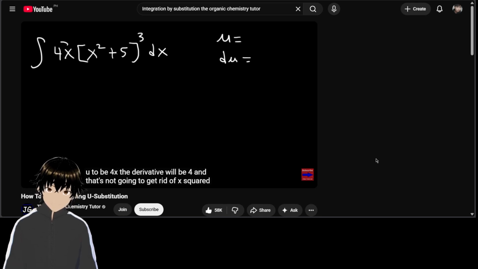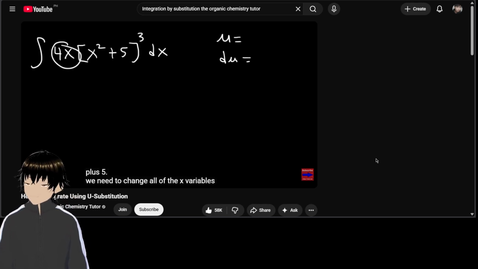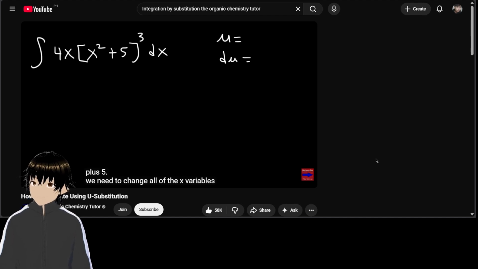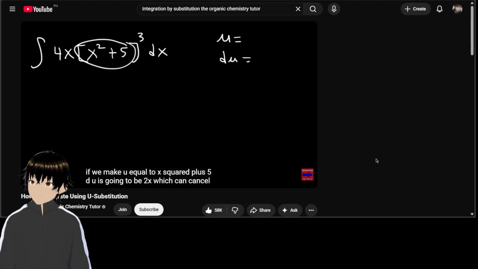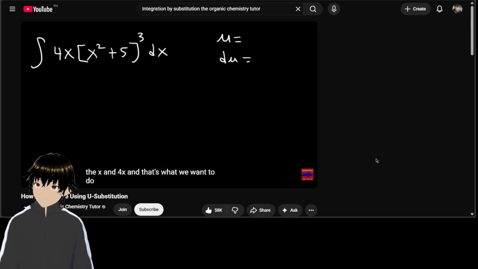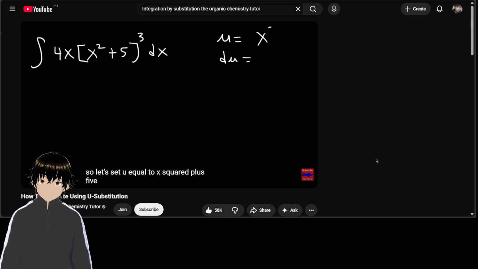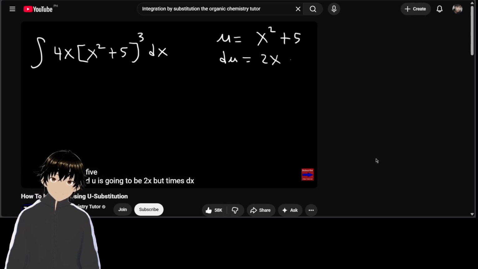If we select u to be 4x, the derivative will be 4, and that's not going to get rid of x squared plus 5. We need to change all of the x variables into u variables. Now, if we make u equal to x squared plus 5, du is going to be 2x, which can cancel the x in 4x. And that's what we want to do. So let's set u equal to x squared plus 5. du is going to be 2x, but times dx.